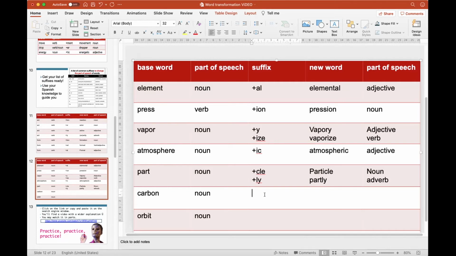Okay, carbon. Carbonate. Carbon what? Nate. Carbonate. Excellent. Which is again a noun. Carbonic also. Carbonic, yes, of course. Carbonato y el otro sería carbonatado.